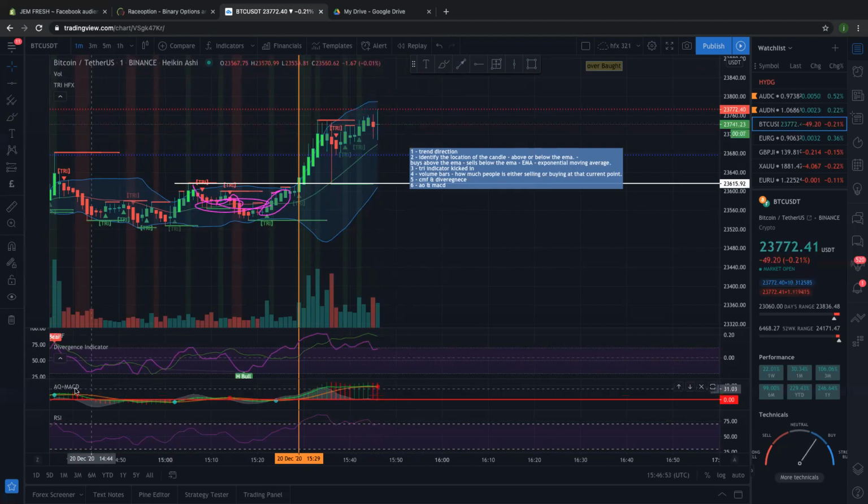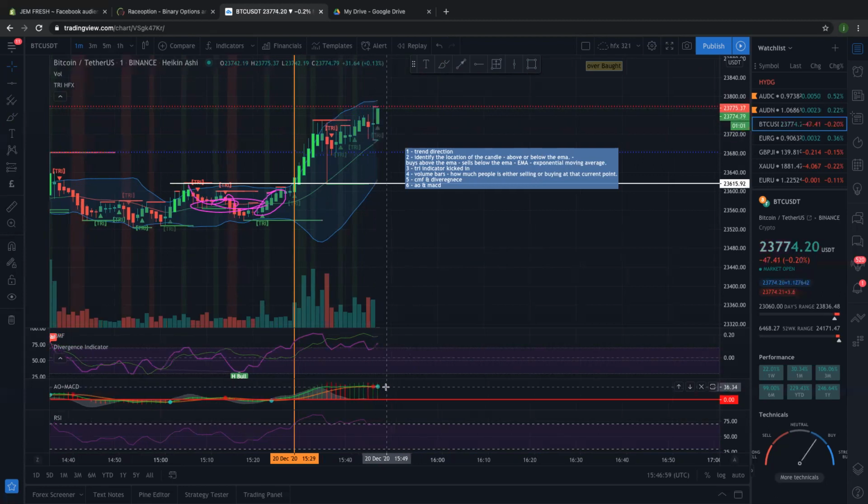The MACD has an overall bias of pushing downwards. Oh god, I've never seen that before. Now we've got 2 of them. I would typically be staying out of that now because it's massively indecisive. It doesn't really know what it wants to do.